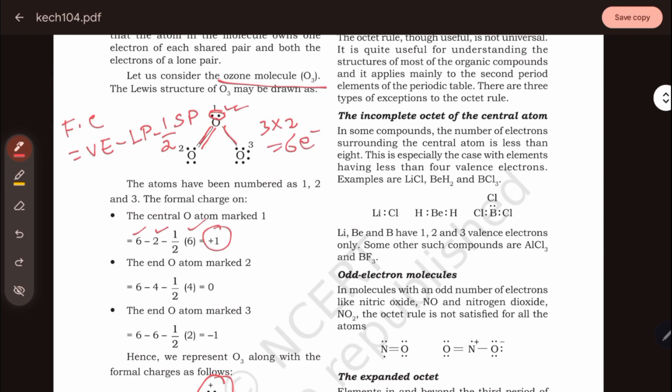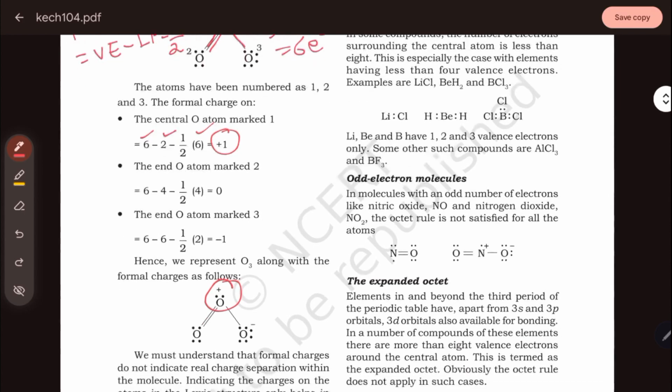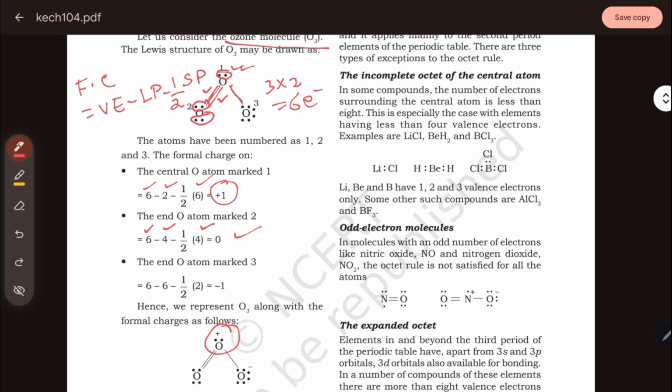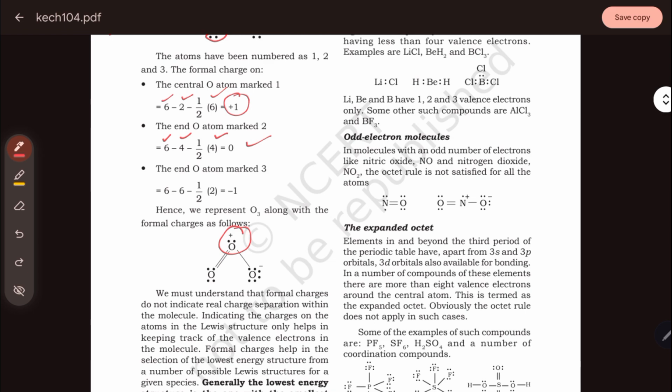You go to oxygen number 2. Oxygen number 2 has how many valence electrons? It will be 6. Lone pairs, see there are 2 lone pairs. So each lone pair contains 2 electrons, total 4 electrons, minus half the shared pair. So this oxygen is having only 2 bonds. So 2 bonds means 2 into 2, 4 electrons. So the formal charge over here is 0. So that's why we are having no charge here.